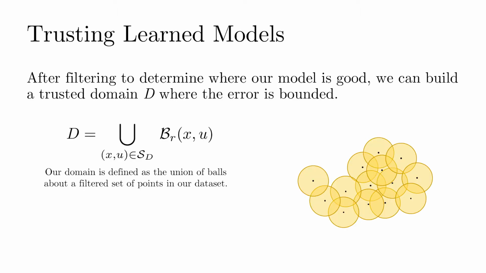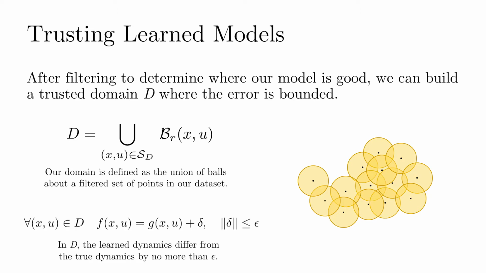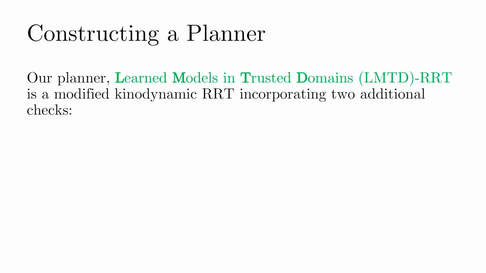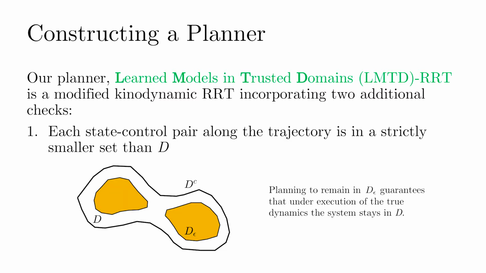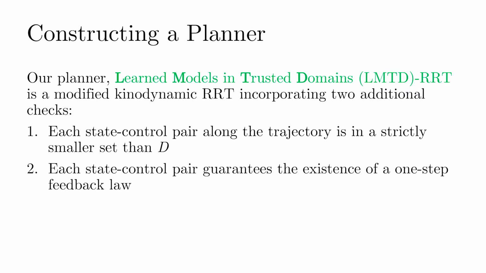We then build a trusted domain D that is a union of balls about points in our training set. In this domain D, the difference between the learned and true dynamics can be uniformly bounded. With the uniform bound, we use the LMTD RRT to plan trajectories with two key properties. The first is that each point in the trajectory is in a strictly smaller set than D. The second is that there exists a one-step feedback law at each point along the trajectory.